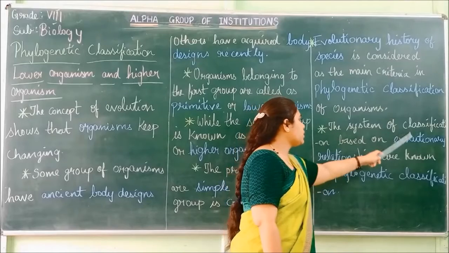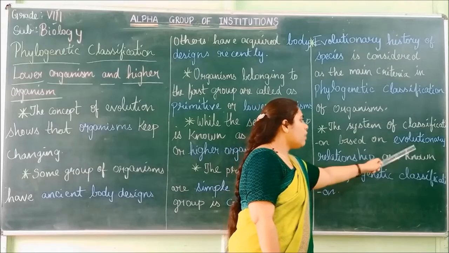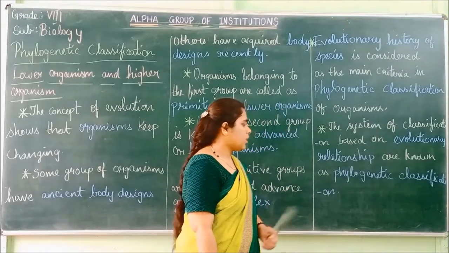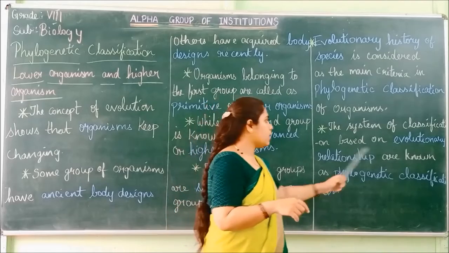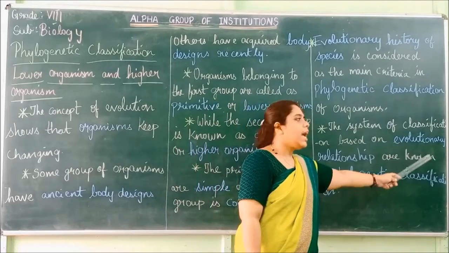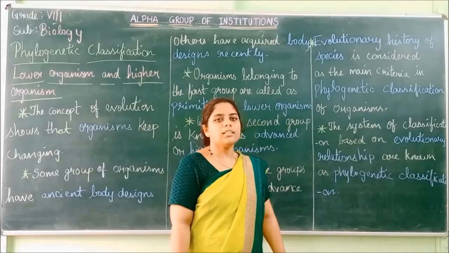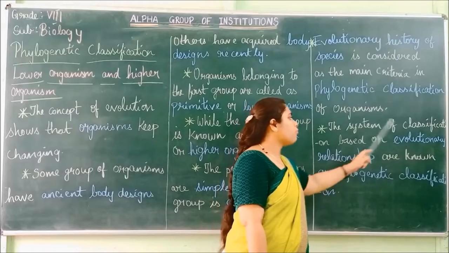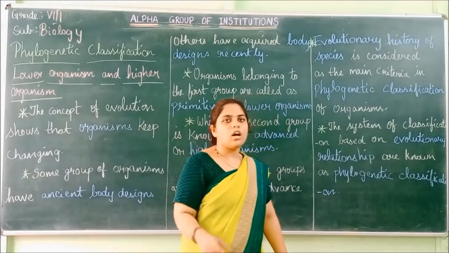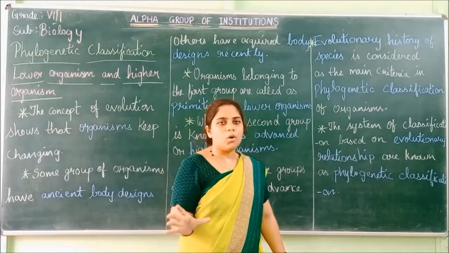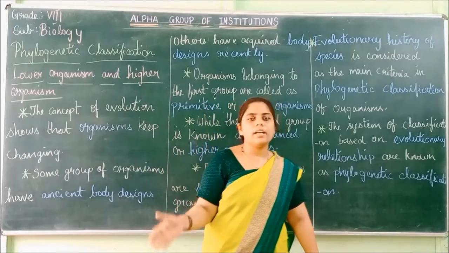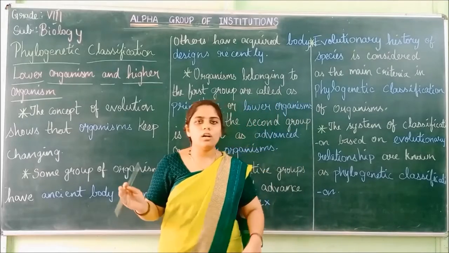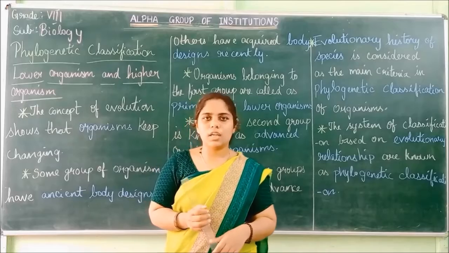The system of classification that is based on the evolutionary relationship alone, that is how the organism has evolved, is known as phylogenetic classification. So we have learned about phylogenetic classification in this book.